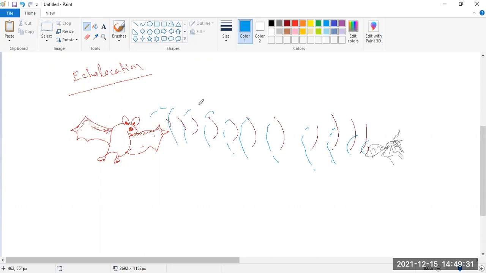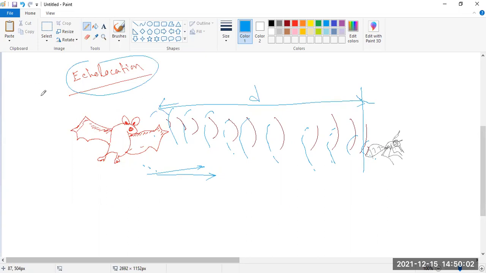Then it will select, yes, this is my object, and this is my object. It will create a distance. Then it will try either to speed up or increase its velocity. By doing this, it will reach this position. This position is called the relocation position. Relocation means this is due to the echo, and that's why this is called echolocation.